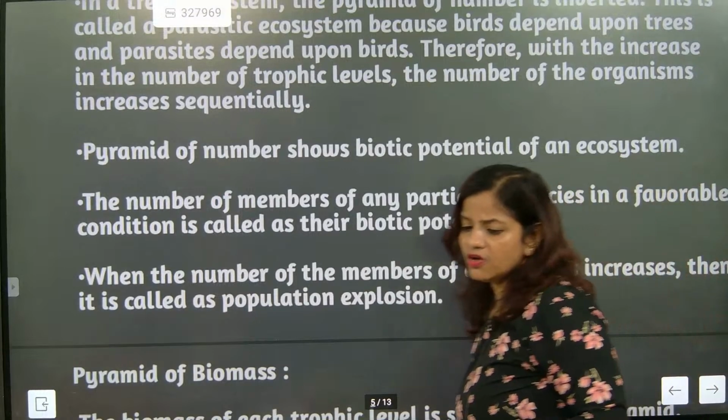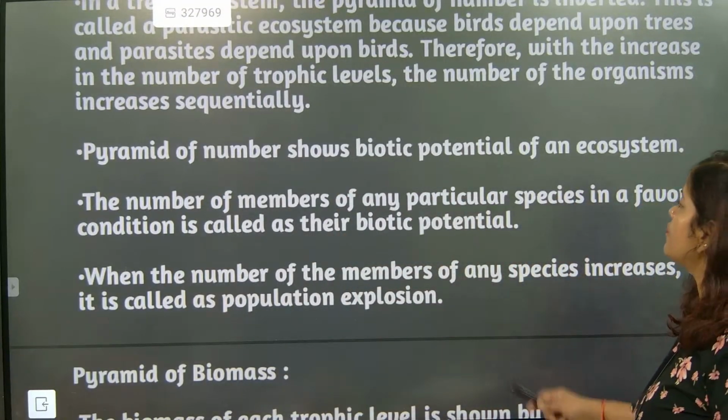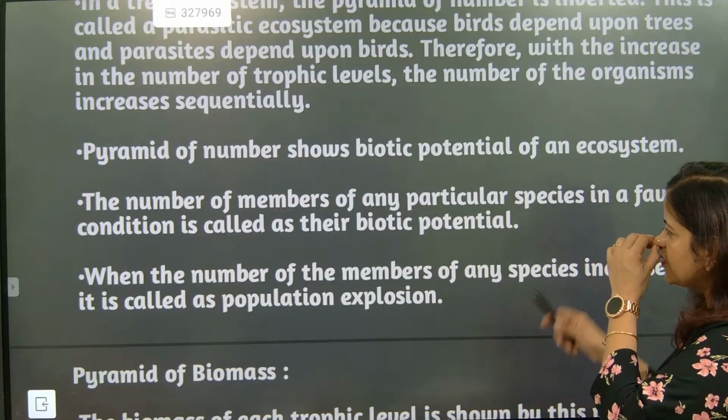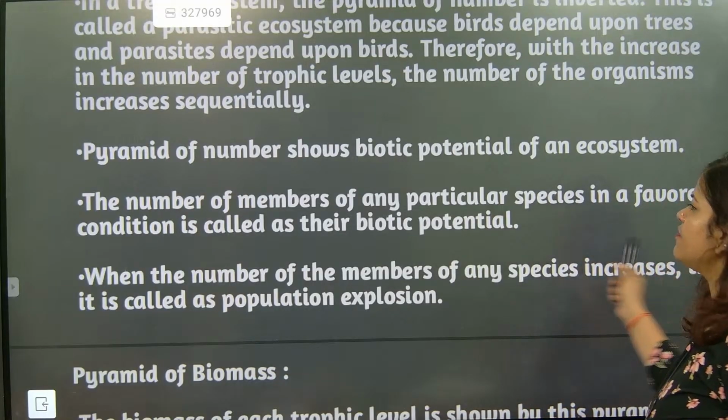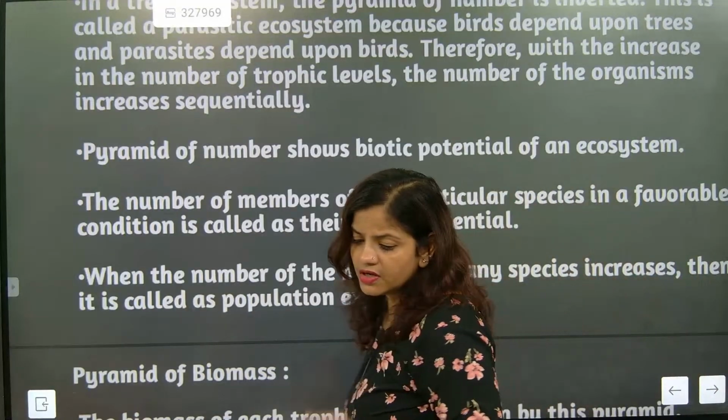Now, what is the meaning of pyramid of numbers? If somebody asks you, the number of members of any particular species in a favorable condition is called their biotic potential. Underline this one, note down this one.